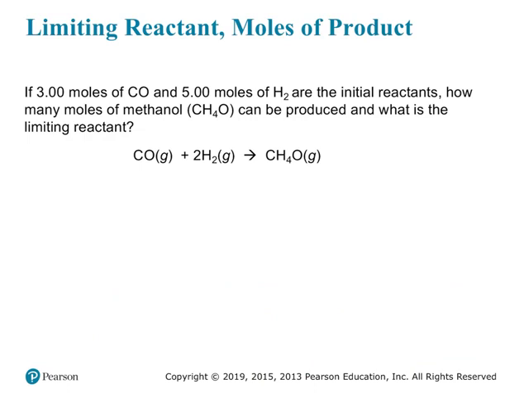So let's start out with an easy problem, and then we'll kind of work up to a more difficult problem. So let's say we're performing a reaction between carbon monoxide and hydrogen gas. And let's say we start with 3 moles of carbon monoxide and 5 moles of hydrogen gas. And we want to figure out how many moles of the product can be produced and what is the limiting reactant. So which reactant will run out first?